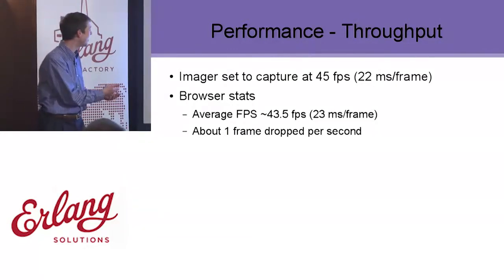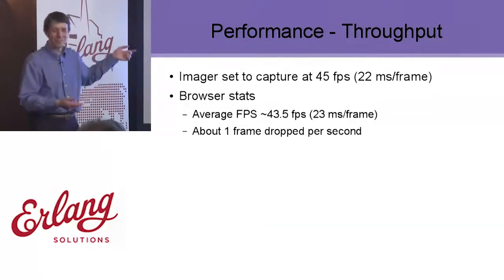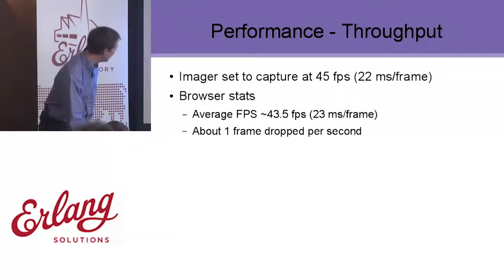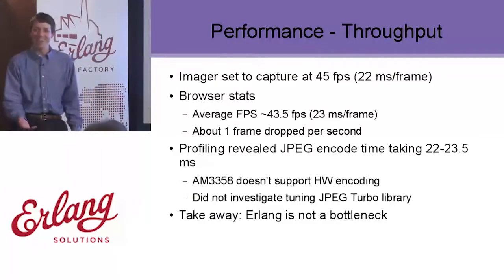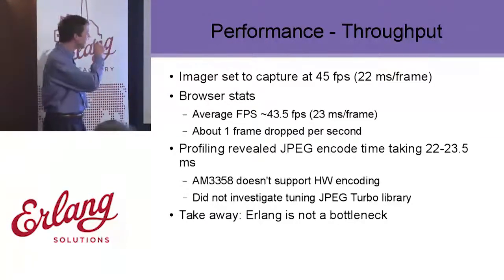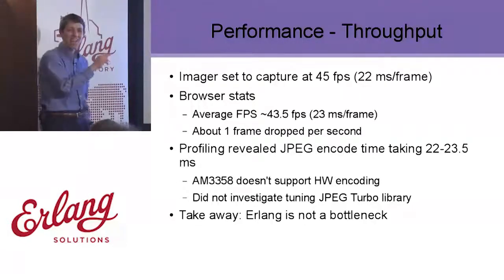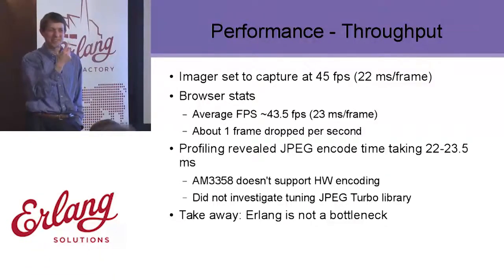I was getting 43 and a half. So I said, about 1 frame drop per second. Okay, so 1 or 2 frames dropped every second. So I was just like, what's going on? How am I dropping? So it was JPEG encoding, which was crazy. So after all this, the JPEG encoder happened to take almost exactly 22 milliseconds, which was unbelievable.